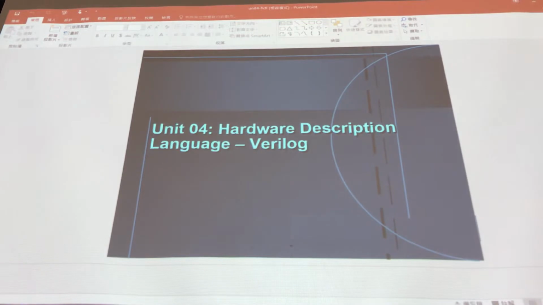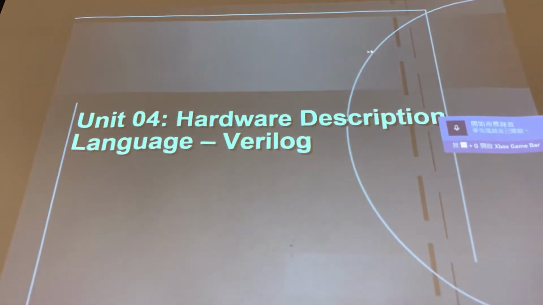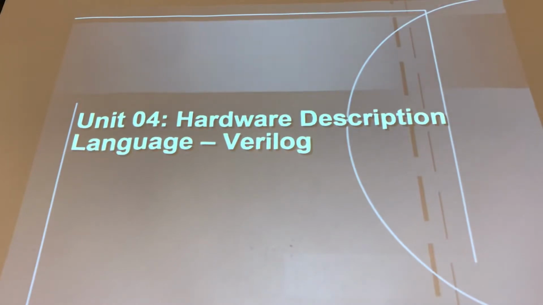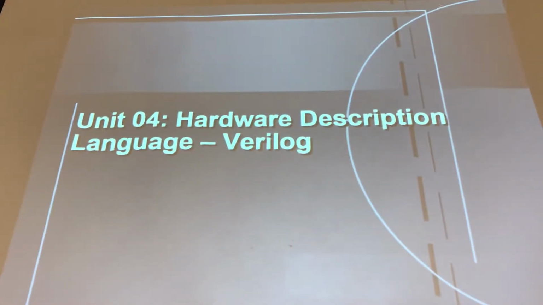All right, let's start talking about Verilog. So why do we need to learn Verilog? Verilog is one of the two popular languages used in hardware design, IC design nowadays. In Taiwan, Verilog is more popular. In US and some other countries, VHDL is more popular.